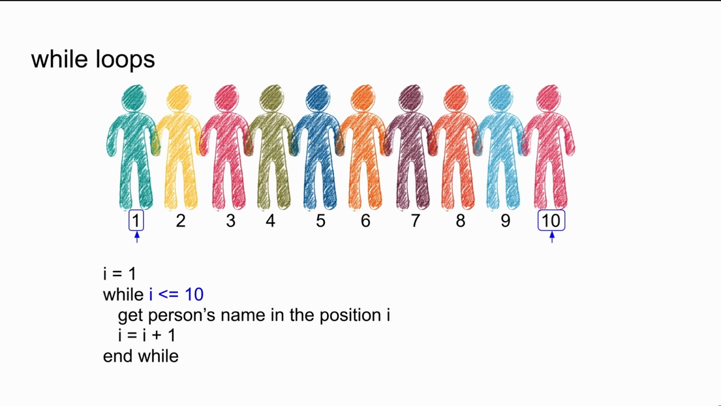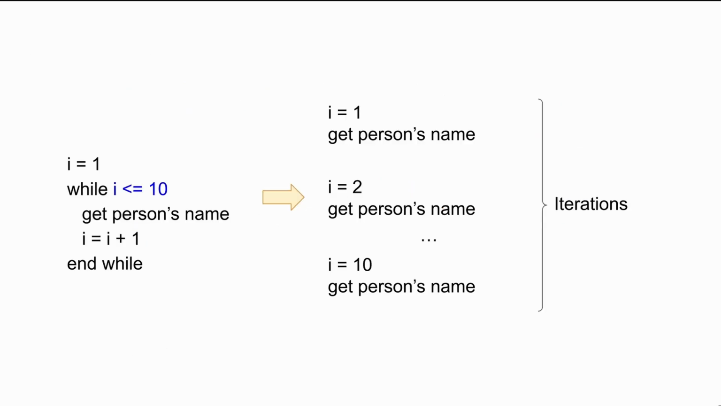Inside the while, we will write our code to get the person's name from that iteration. This means this while will go through this group of people one by one in order from 1 to 10 and would get their names one by one. So in this case, to get all the names for the 10 people, we would have 10 iterations. In each iteration, we would get one name and it would go in order from 1 to 10.